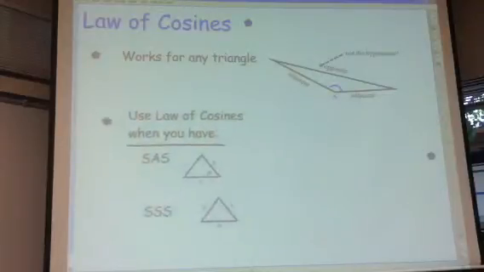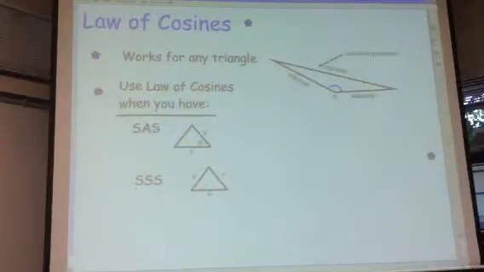So we use the law of cosines when we have side angle side or side side side. That's what we wrote down last week, and here are the situations. So we have the angle and the two sides are there, so it's the angle in between these two sides. Or I only have sides and I don't have any angles. That's when I need to use law of cosines.